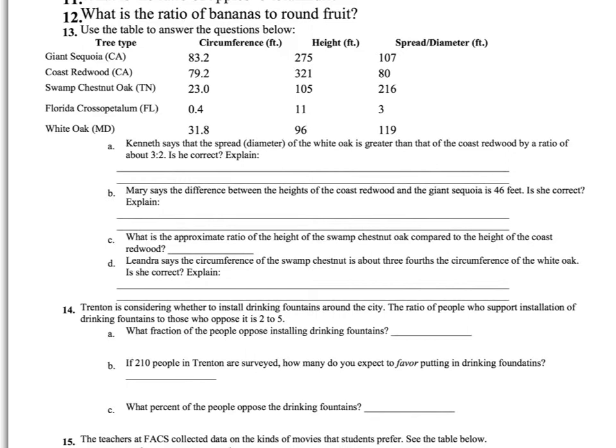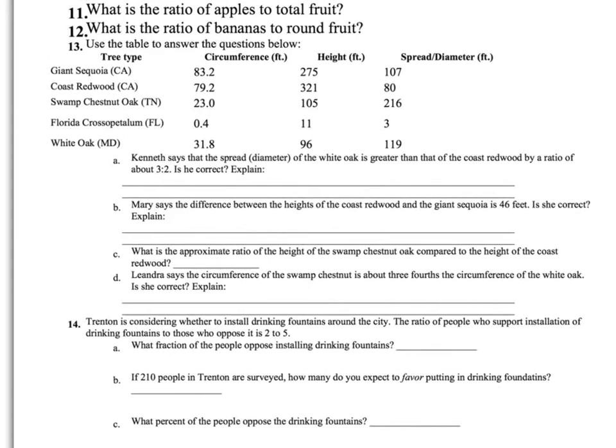So we have right now, Kenneth is really interested in trees, let's say. Okay, and he's comparing the white oak and the coast redwood. The white oak is 119, right here, we can look at the chart. It's 119 feet in diameter. And then the coast redwood is 80 feet in diameter. So we're just actually looking at these two. Oh, sorry. We're just looking at these two numbers right here. And it says, Kenneth thinks it's a ratio of about 3 to 2.